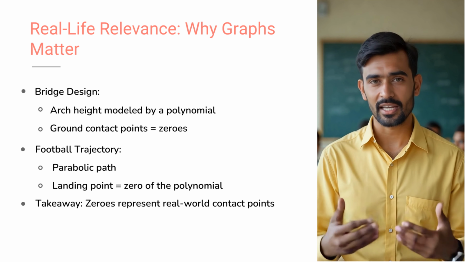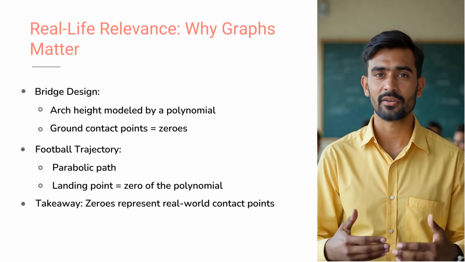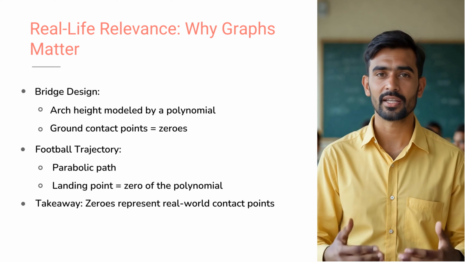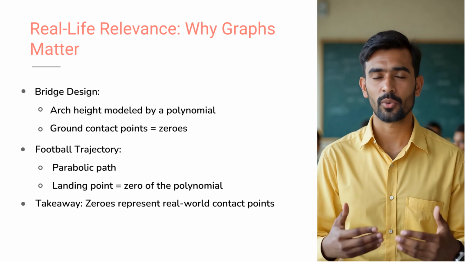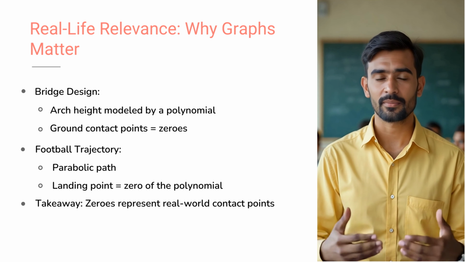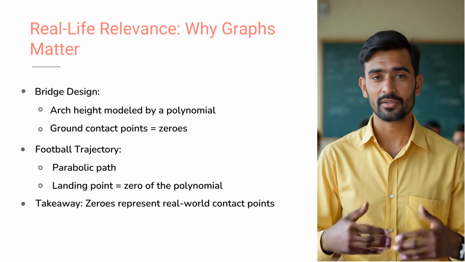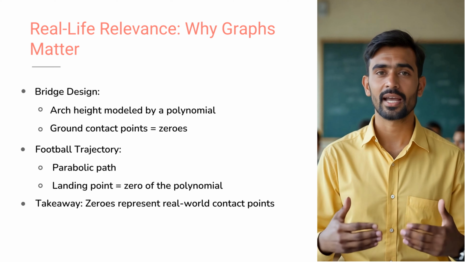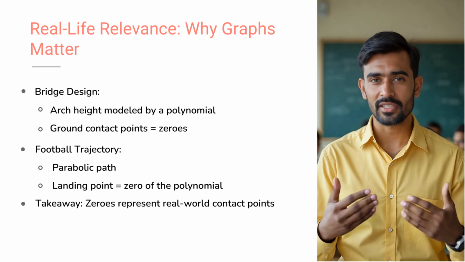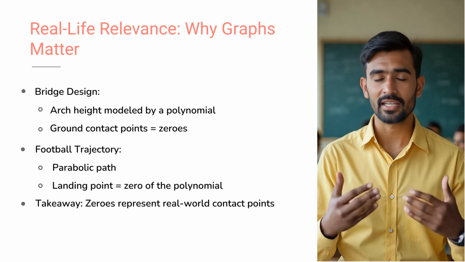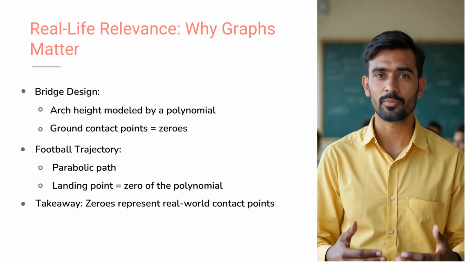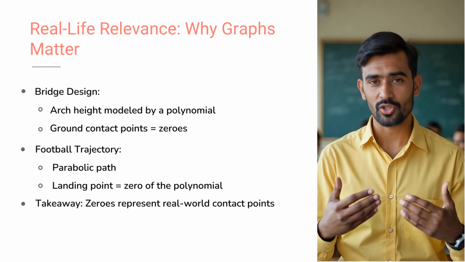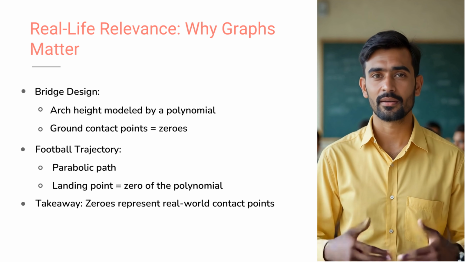Let's say you're designing a bridge. The height of the arch is defined by a quadratic polynomial. The points where the bridge touches the ground? Those are your zeros. Or imagine a football kicked into the air. The ball's path follows a parabolic curve. Where it lands? That's one of the zeros of the polynomial representing its motion. From sports to structures, zeros show us real-world contact points.